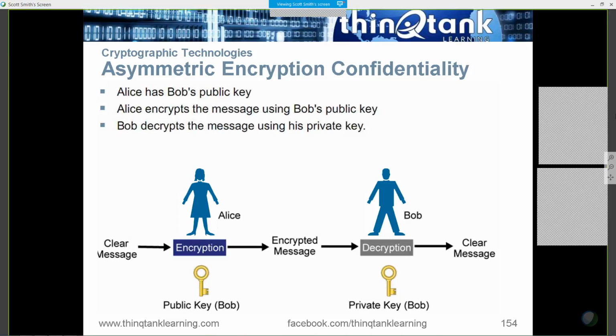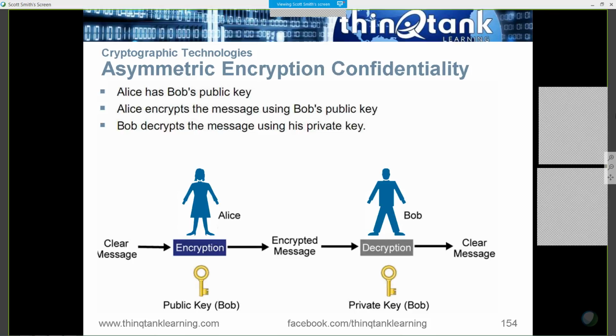So Alice on the left, Bob on the right. Alice has Bob's public key. Alice encrypts her data with Bob's public key. But the only way that the data can be decrypted is with Bob's private key, and Bob never shares his private key. What's missing from this process? Who can encrypt data and send it to Bob? Anybody. Because Bob's key is public.